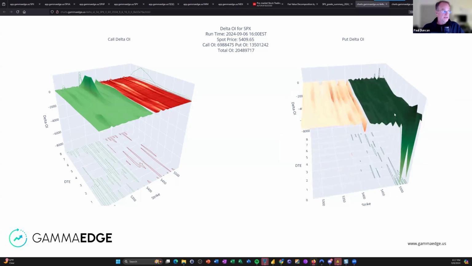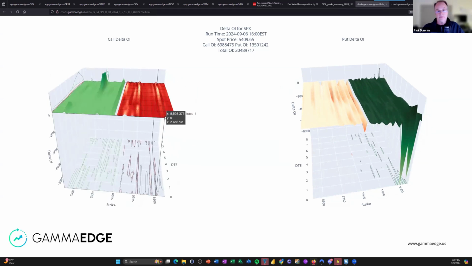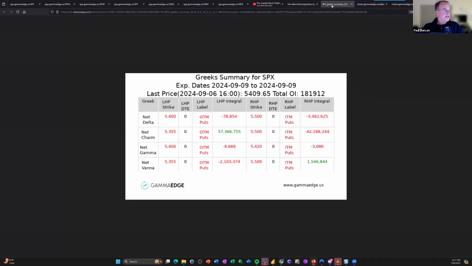the puts, right, are in the money. We know this. We also know that the calls are out of the money, right? So what is netstat telling us here? Netstat is telling us that we've got a big strike at 5,500. It's red in this particular case, and what that means here is that it's put dominated.